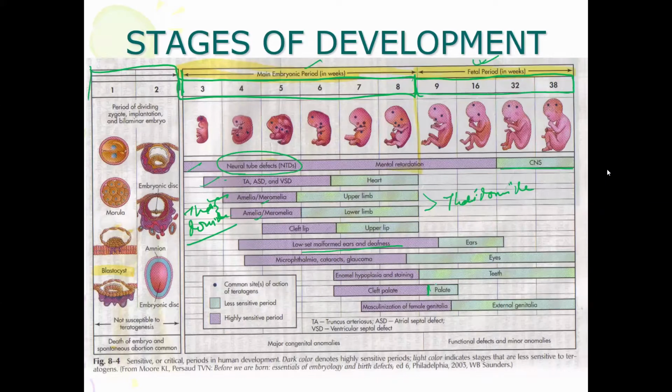Regarding the teeth and eye, up to 38 weeks it can be affected any time. That's why we do not give tetracyclines, because they cause staining of the teeth.